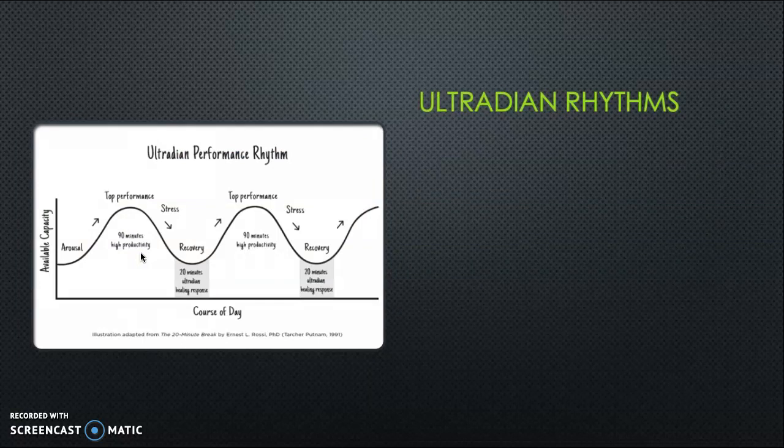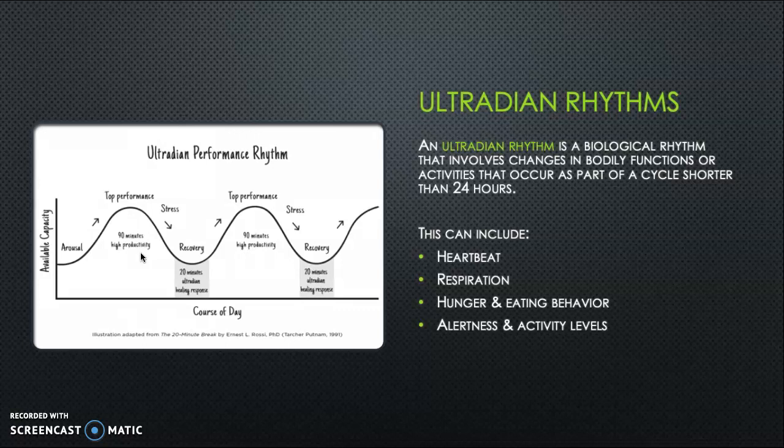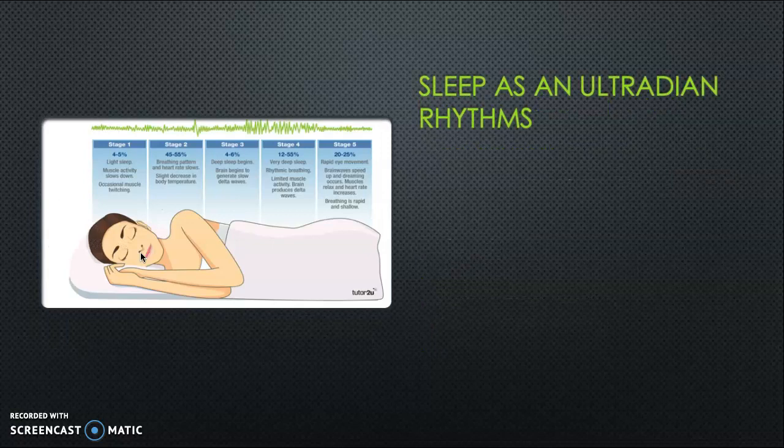Now, our other cycle we were looking at is the ultradian rhythms. And as I mentioned before, these are ones that involve changes in bodily functions or activities that occur as part of a cycle shorter than 24 hours. So it can be things like performance, as you can see in this picture here. It can be heartbeat, and we get thousands of those a day. Respiration, hunger and eating behavior, alertness and activity levels, as you can see in that picture there, and sleep.